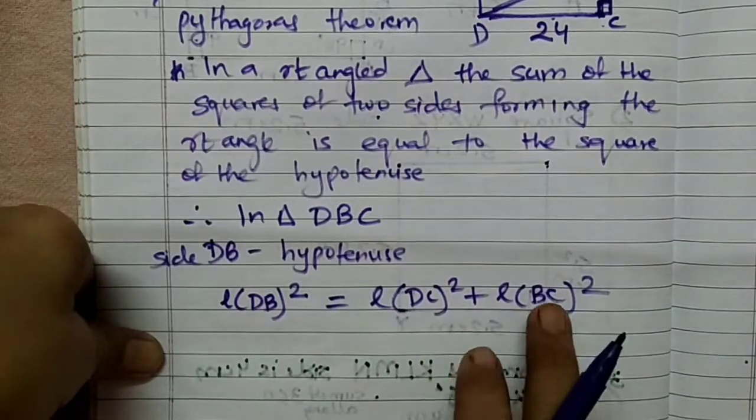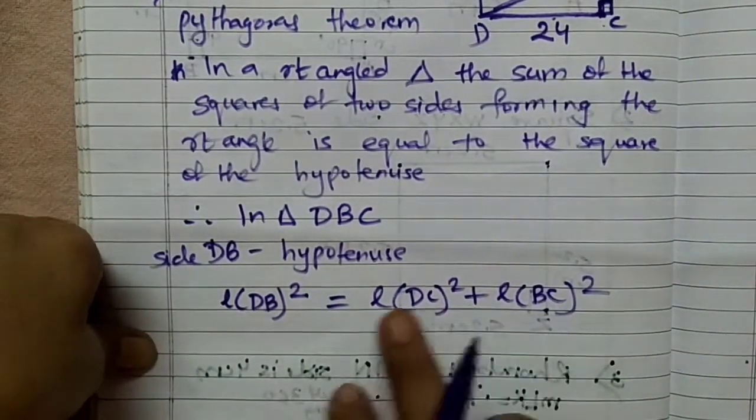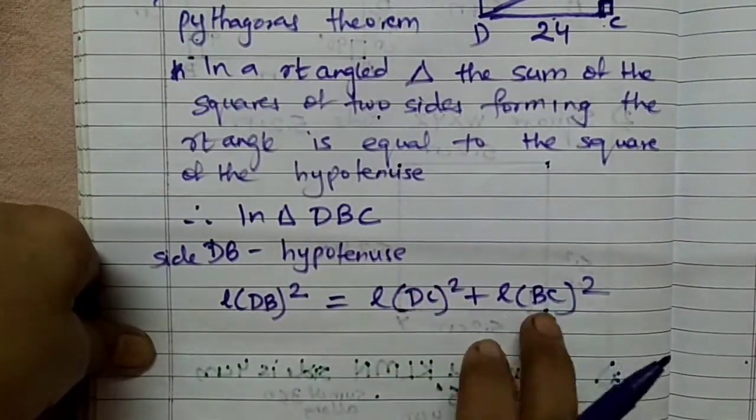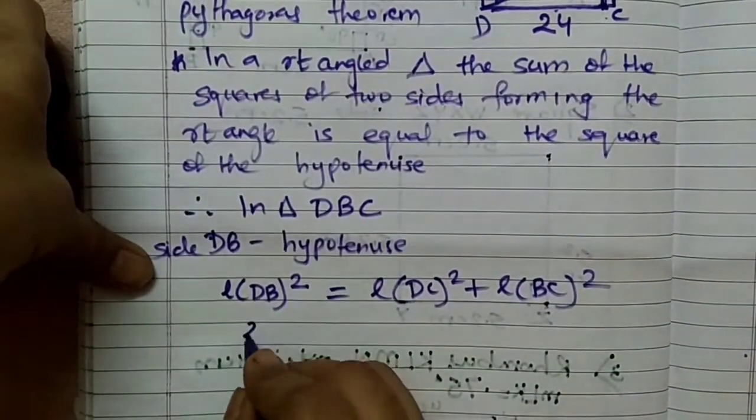Length of side 1 square plus length of side 2 square. Always write L. What is L? L is length. So length of DB square is equal to length of DC square plus length of BC square. Now let us see what do we have here. We have this. This is 26.